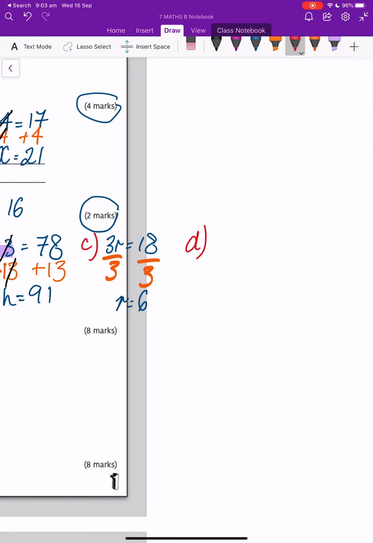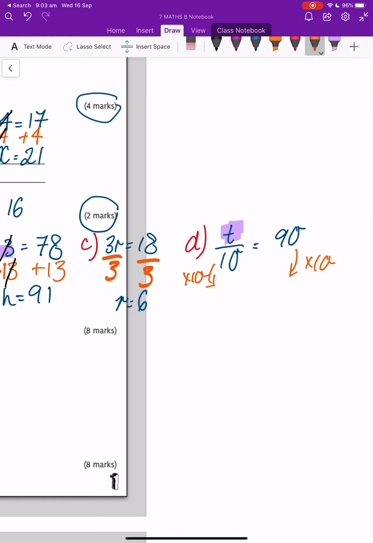Part D. So the last question says t divided by 10 equals 90. Now we want to get that t by itself. Currently it's being divided by 10. What's the opposite of dividing by 10? It is to multiply by 10. So we'll multiply 10 to both sides.